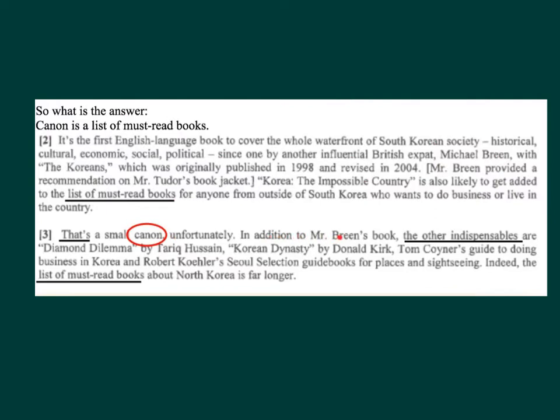In addition to Mr. Bean's book, the other indispensables are Diamond Dilemma by Tariq Hussein, Korean Dynasty by Donald Cook, Tom Coyle's Guide to Doing Business in Korea, and Robert Kohler's Soul Selection Guidebooks for Places and Sightseeing. Indeed, the list of must-read books about North Korea is far longer.